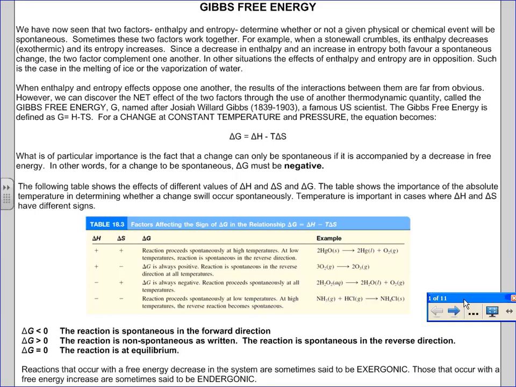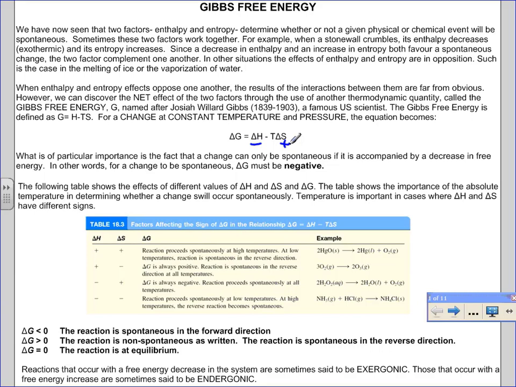The Gibbs free energy equation that we're going to use, one of the main equations we're going to use, is delta G is equal to delta H minus T delta S. Now we're going to discuss why there's the temperature and why there's a negative sign here. So when a reaction is exothermic, the delta H is negative, and when you've got an entropy that is increasing, the delta S is positive.